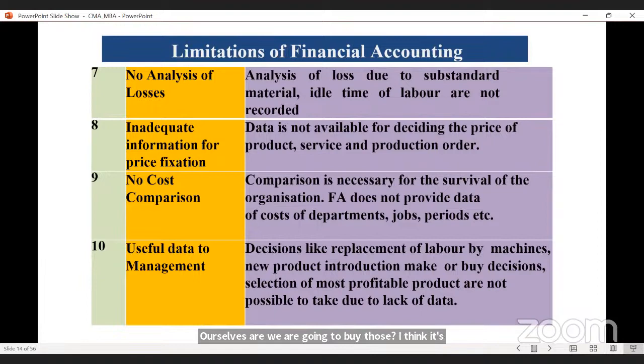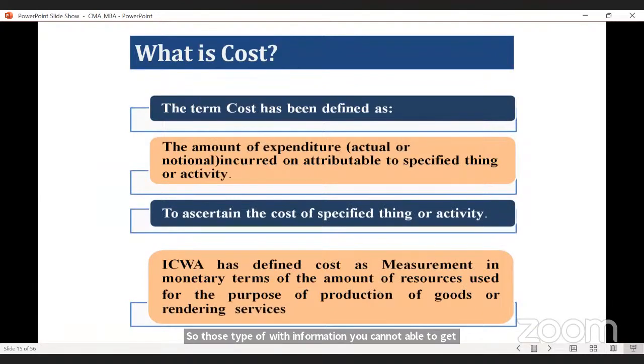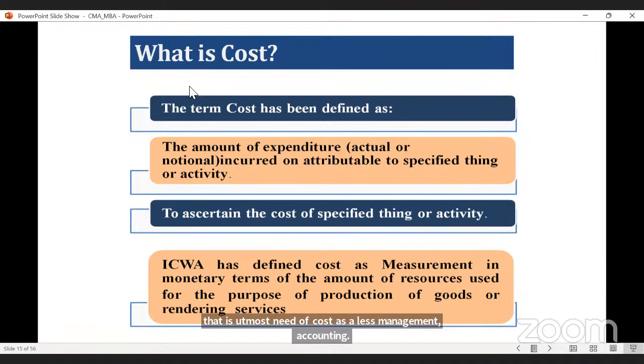So those type of information we cannot get from financial accounting. So this is another drawback of financial accounting. Is it fine? So because of all these limitations, there is utmost need of cost as well as management accounting. Did you understand? Yes, sir. Okay, very good.